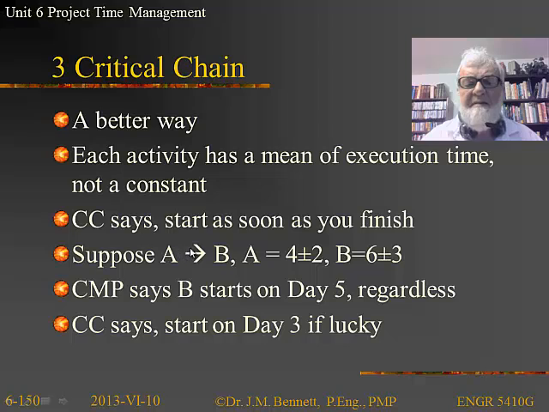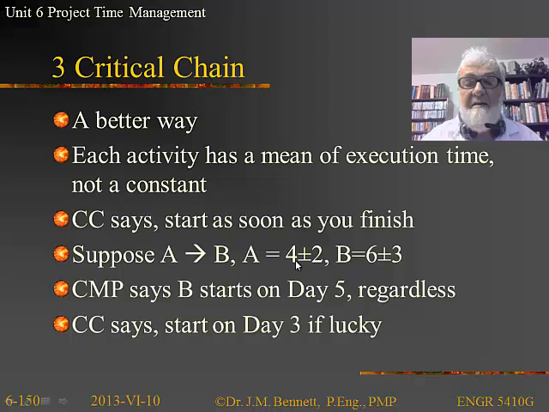work packages, A and B, that have to be done, A and then B, and we say that A is going to take 4 units plus or minus 2. So it can take anywhere from 2 units to 6 units depending on circumstances. And B is going to be 6 plus or minus 3. The critical path method says, well, you're going to take 4 units to do A. We're going to start B on day 5 regardless.